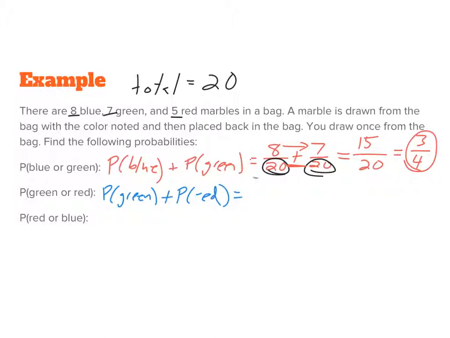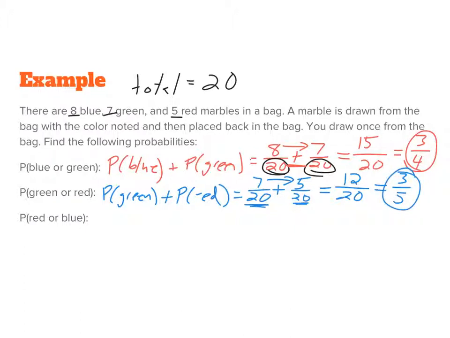For green, there are 7 out of 20. For red, there are 5 out of 20. So I'm going to take that and add those two together. Okay, bottom numbers are the same, so I can put that as the bottom in my answer, and I can add straight across. 7 plus 5 gives me 12. 12 over 20, I can take a 4 out of both of those. That's going to give me an answer of 3/5.